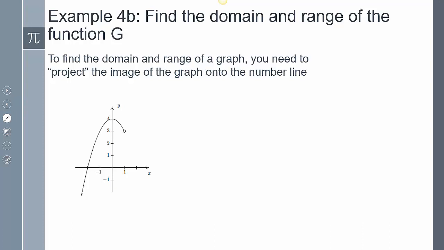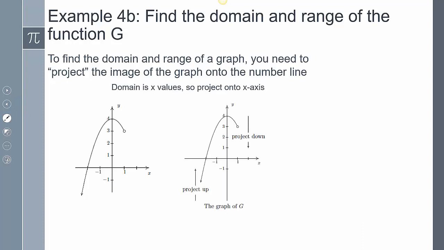Now to do this, we're going to project the image of the graph onto that number line. Because we know that domain deals with the x values, imagine you're taking this graph and smushing it up against the line. If you were to flatten it against the line, it's going to look something like this. You're going to have this open circle here, and then all of this graph up here is going to get flat here, and then this is going down forever, so all that's going to get pushed up and flattened onto that number line.